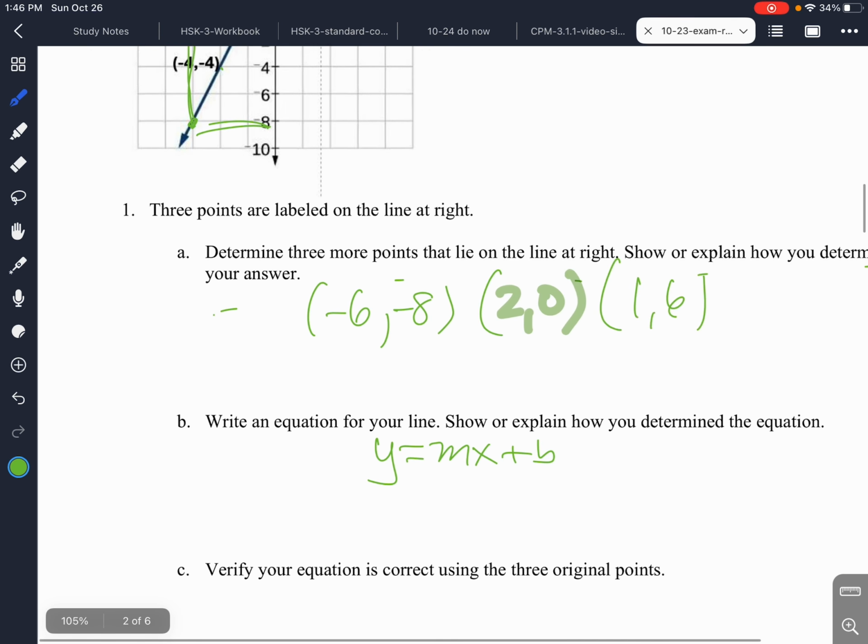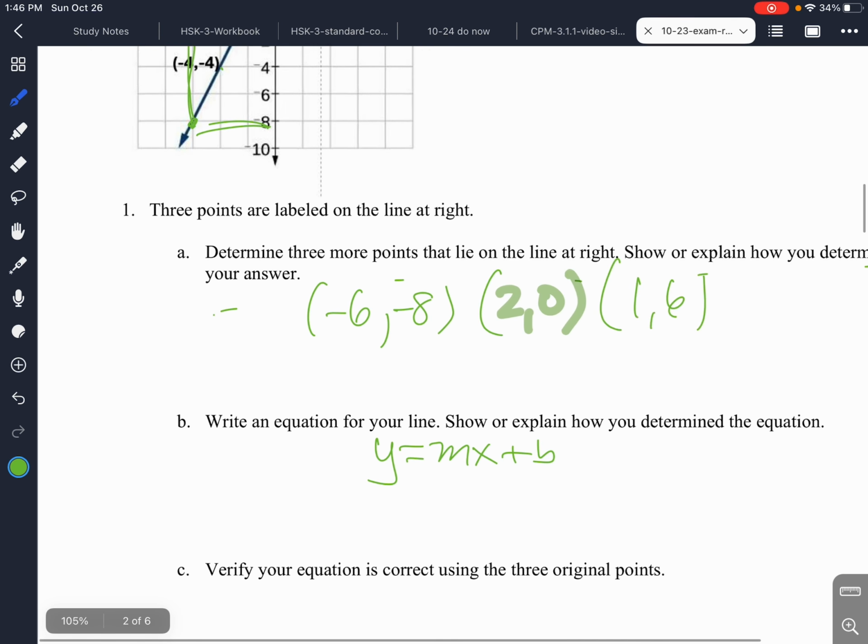Well, slope is rise over run. I already have 2 points, so I'm going to pick these 2 right here. Now I'm counting 2, 4. So this is 4, and this number is 2. So my rise is 4, my run is 2, my slope is 2. So I'm going to come back over here, and y equals 2x plus 4.